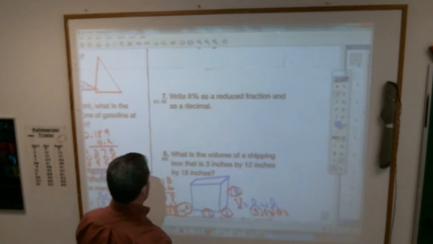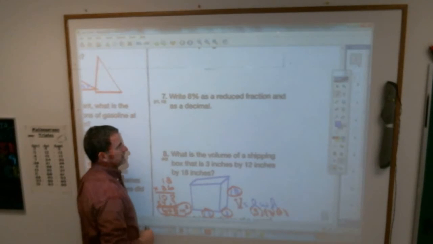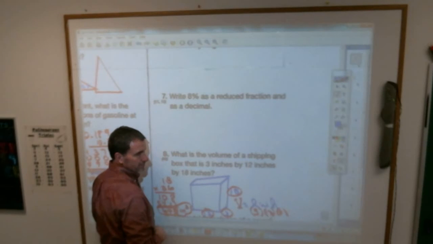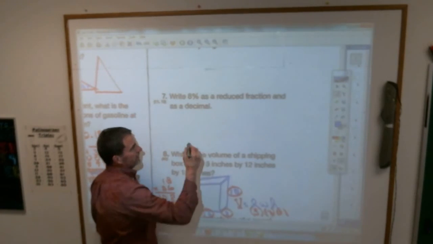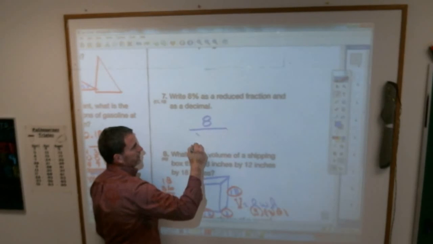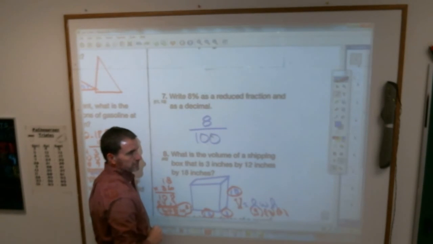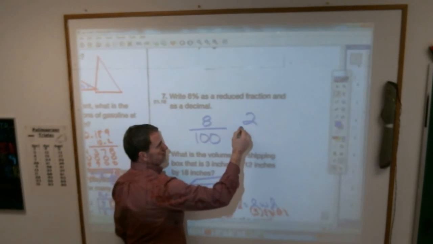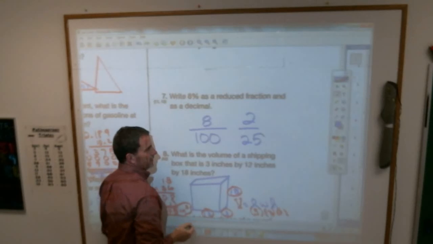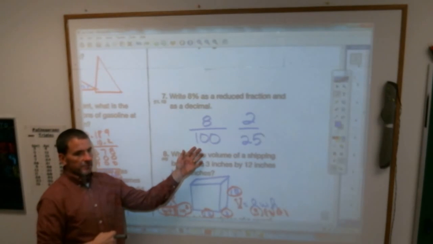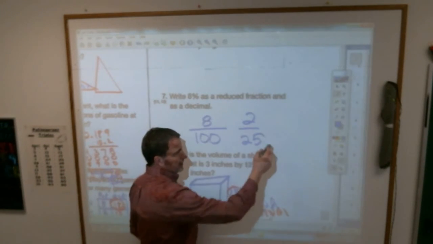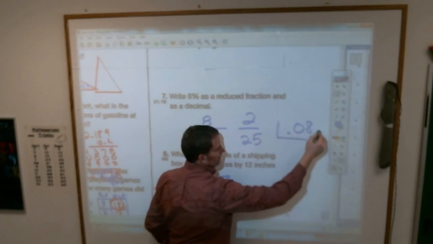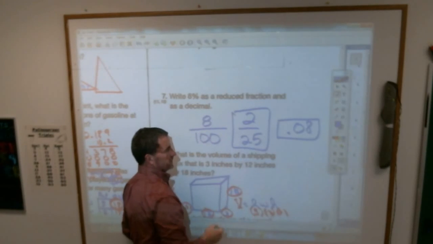Write 8% as a reduced fraction and as a decimal. Well, children, what does percent mean, Cameron Colquitt? Out of what? Right, so 8% is 8/100ths. Okay, reduce that, 4 goes into both of those, 2 over 25. And then what decimal is 8 hundredths but 0.08?